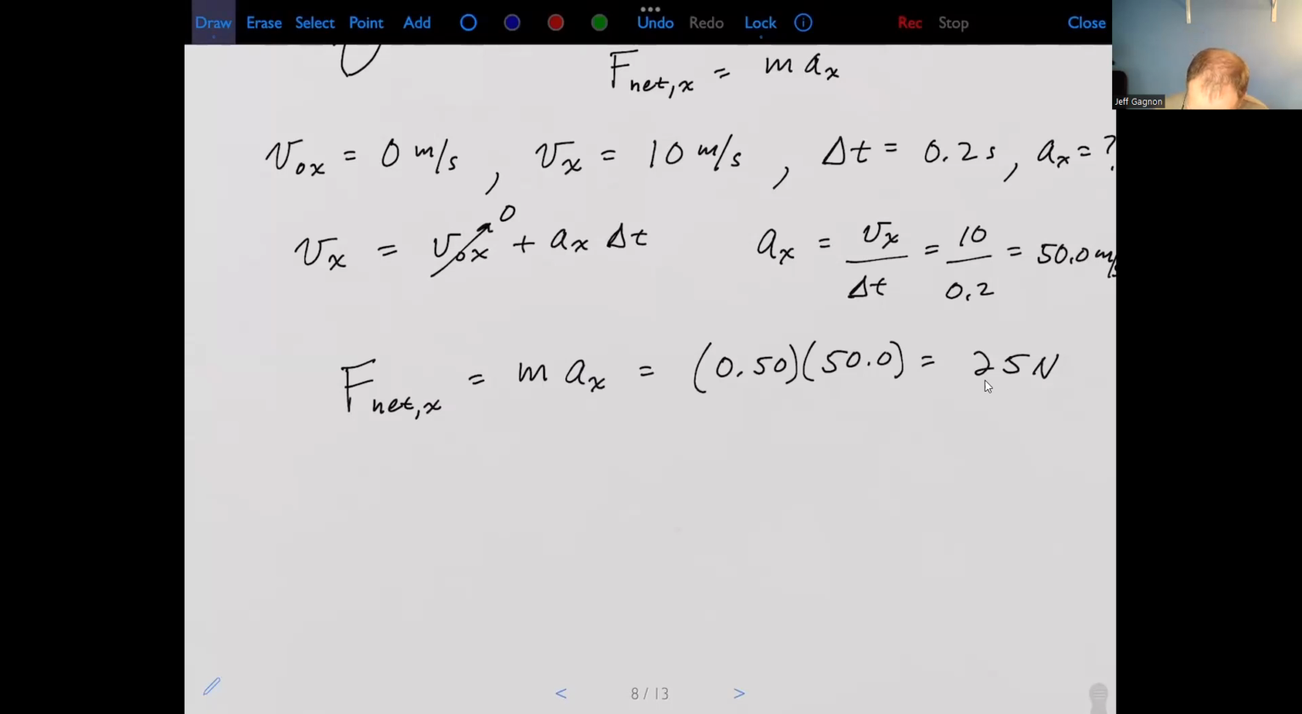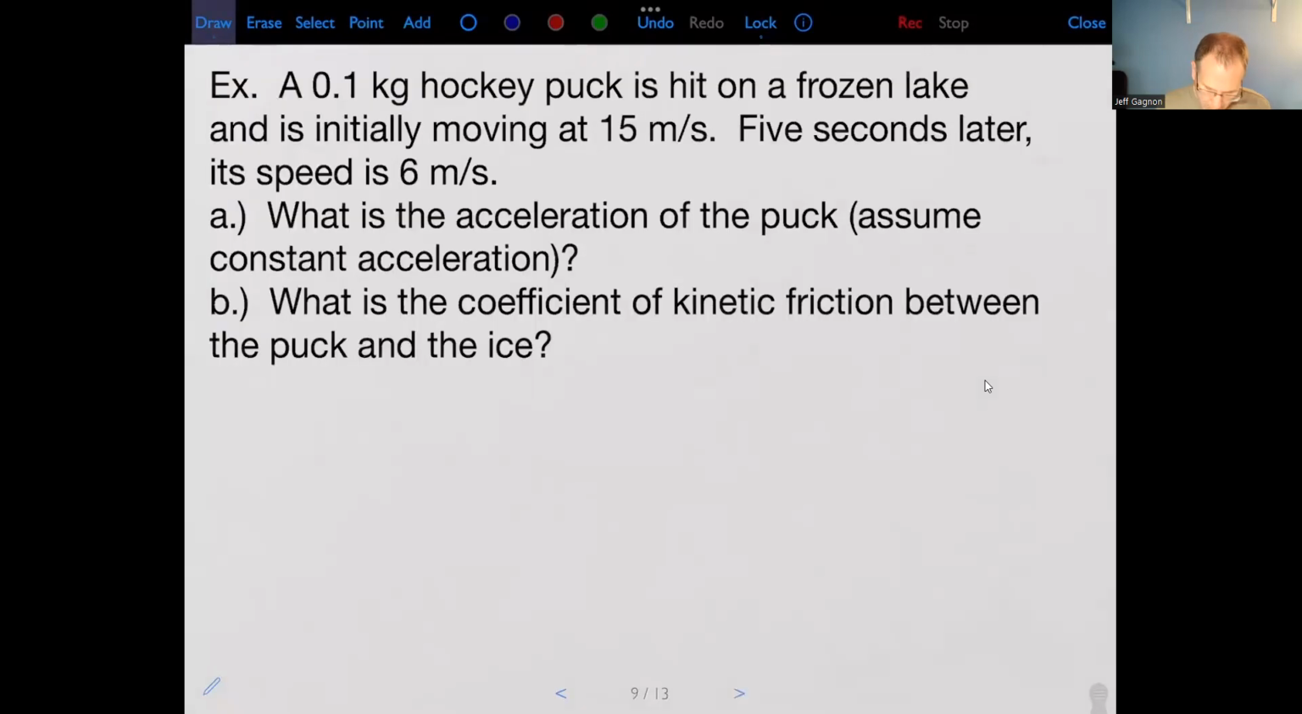All right, another example. You're told a 0.1 kilogram hockey puck is hit on a frozen lake and is initially moving at 15 meters per second. So the puck is hit. It has this initial velocity of 15 meters per second. And then due to friction between the puck and the ice, the object starts to slow down. So 5 seconds later, its speed is 6 meters per second.